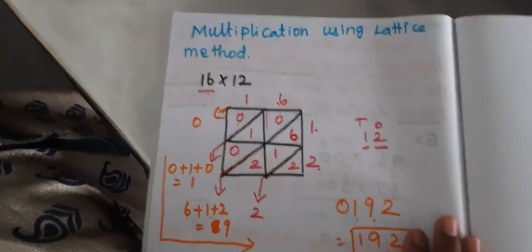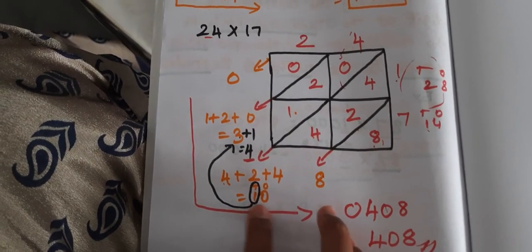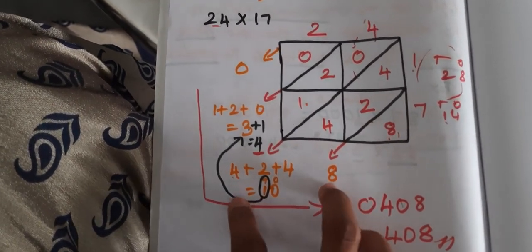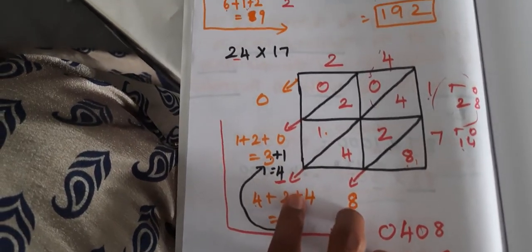Next is multiplication using the lattice method. In case you get any 2-digit number, the tens place number you have to add to the place above. That is the one difference.